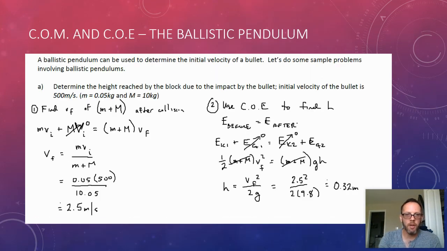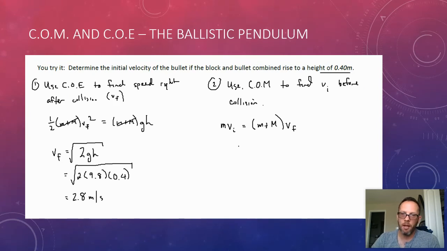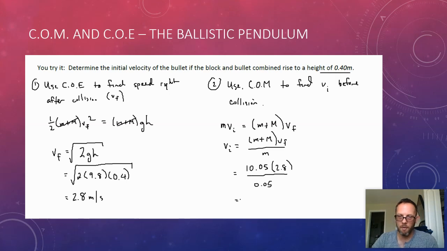Again, we already did all this setup, so we don't need to rederive everything. We can find v_i just by isolating in a different way. So we have (m plus m) v_f divided by little m. The combined mass was 10.05 times 2.8, and the mass of the bullet is 0.05. You can see about 560 meters per second. So the bullet's going a bit faster.